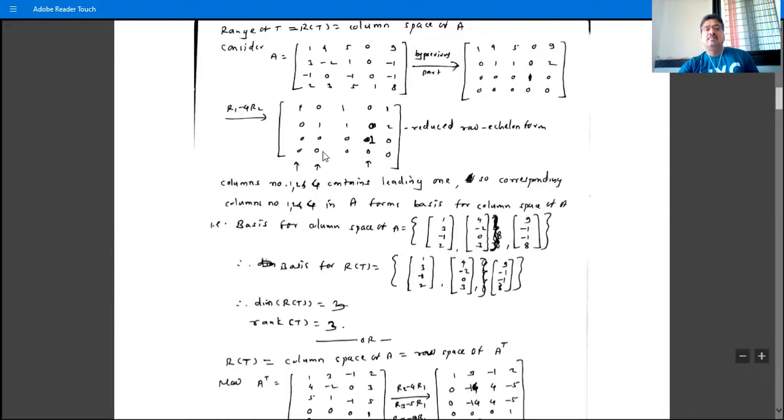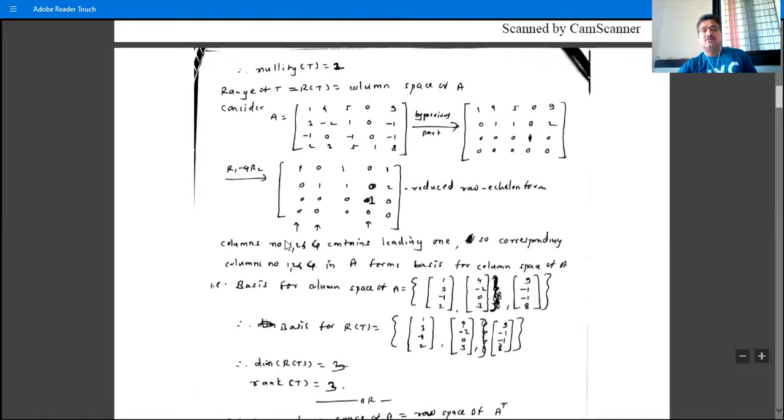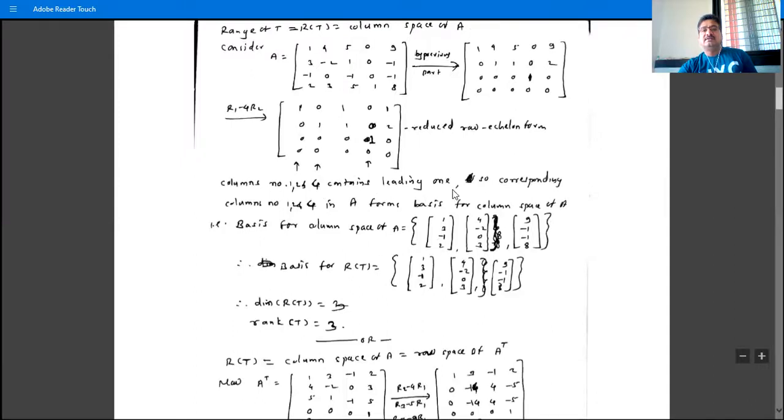So columns number 1, 2 and 4, these three columns contain leading ones, and therefore these three columns form the basis for the column space of this matrix. But we have to write the basis for the column space of the matrix A. So the corresponding columns 1, 2 and 4 contain leading ones, and so the corresponding columns in A form the basis for the column space of A.